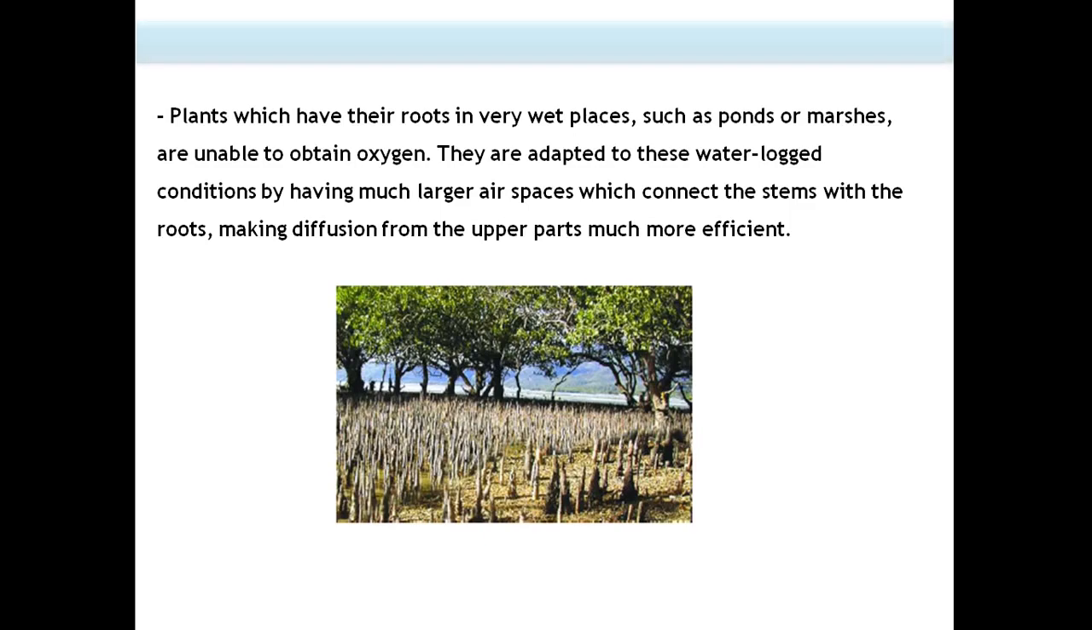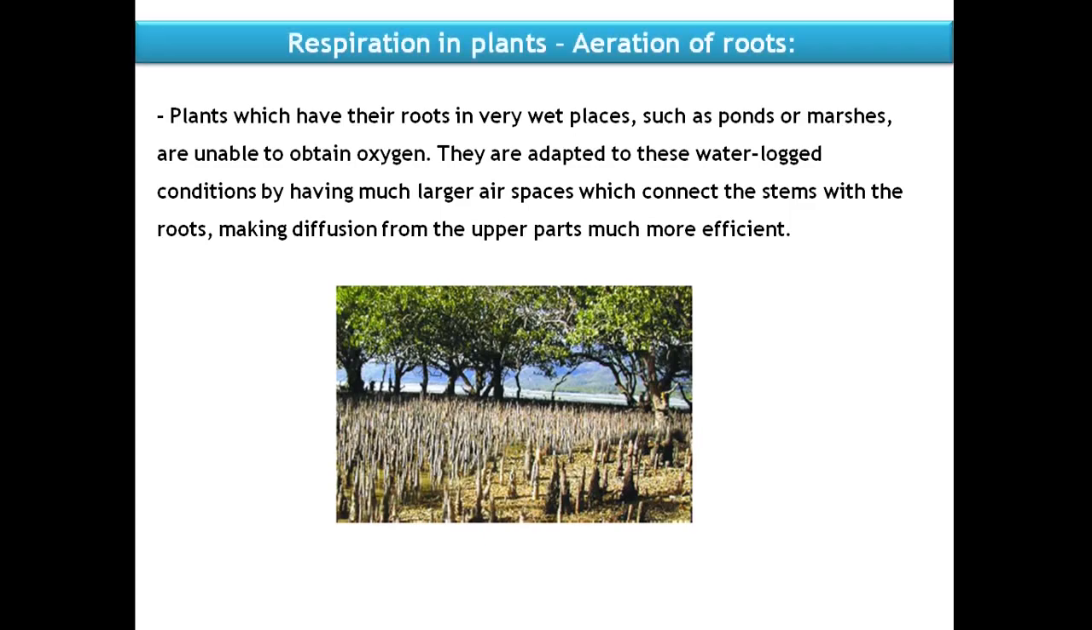But in some plants, that is the plants which are growing in marshy soils or wet soils, they do not get soil air and are unable to obtain oxygen. So, they are adapted to these waterlogging conditions by having much larger air spaces which connect the stems with roots. Directly the stems are connected with the roots through the air spaces. This makes diffusion from the upper parts much more efficient.